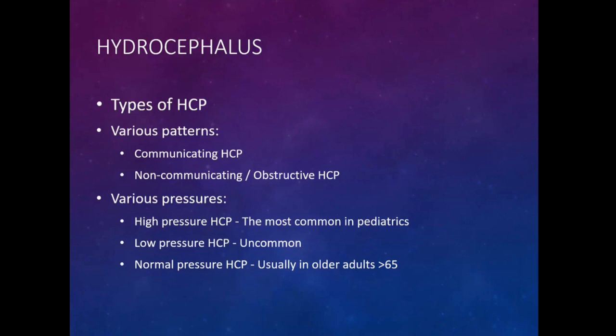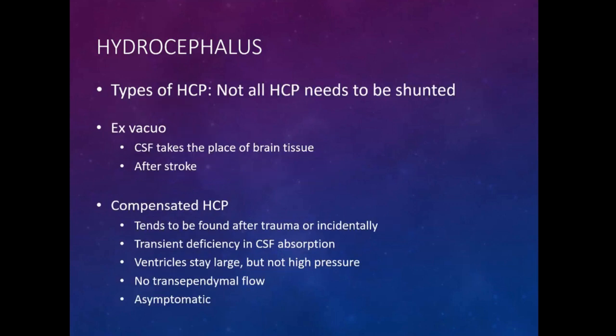There are other types of hydrocephalus we need to be aware of when we're looking at pictures. When we get a call that says, hey, somebody has these enlarged ventricles, it's not always something that needs treatment. For example, if somebody has a stroke, they may have ex vacuo hydrocephalus, where it's really normal pressure. It's just spinal fluid taking the place of brain tissue, and that can happen, for example, after an in utero stroke. There's also compensated hydrocephalus, and that can happen in many different scenarios.